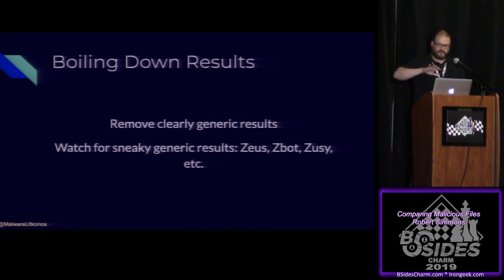Those have kind of become generic results. It's very unlikely that something is actually Zeus anymore specifically. So if you're seeing something like this, it may contain some code that's a descendant of this. But I consider these and a few others just generic results. So you want to remove those from your data set.